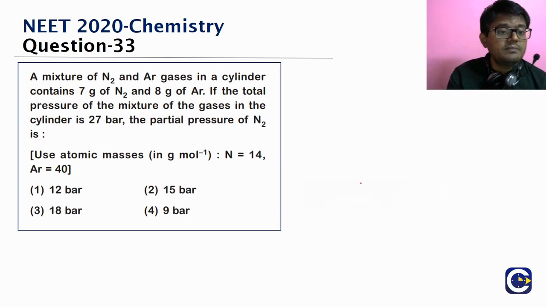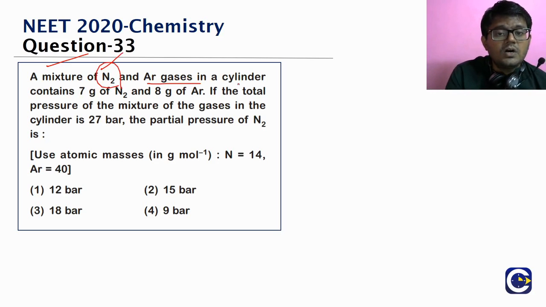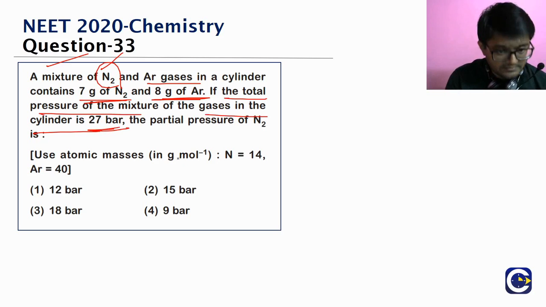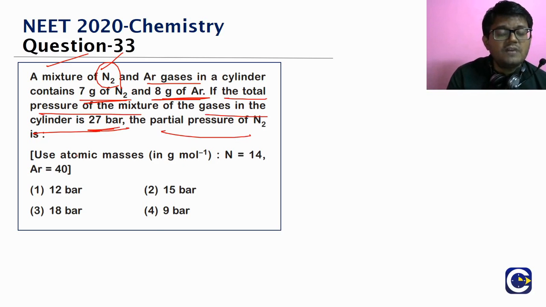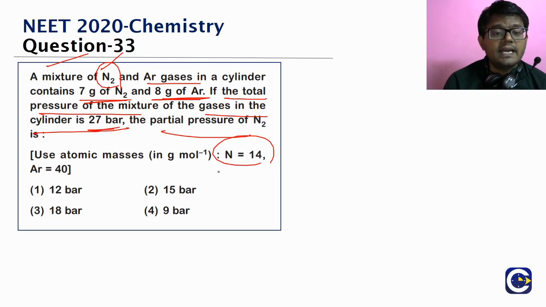Next we will move on to question number 33. This is a question based on Dalton's law of partial pressures. A mixture of N2 gas and argon are in a cylinder which contains 7 grams of nitrogen and 8 grams of argon. If the total pressure of the mixture of the gases is 27 bar, the partial pressure of N2 is how much?